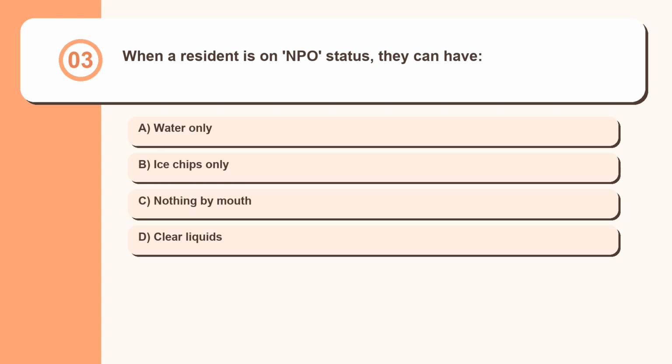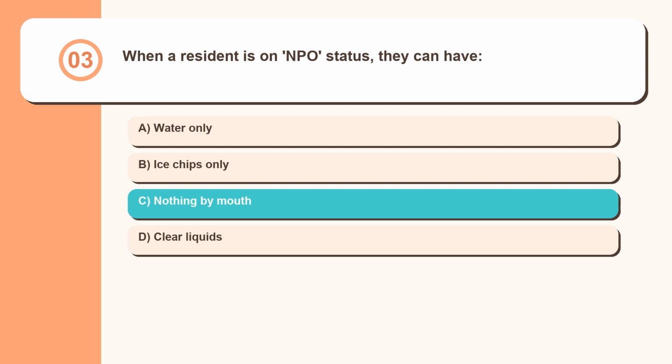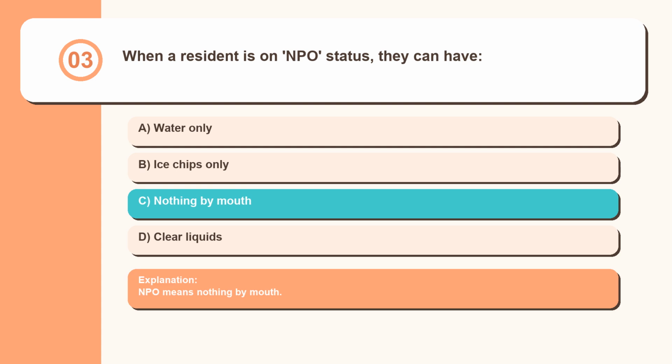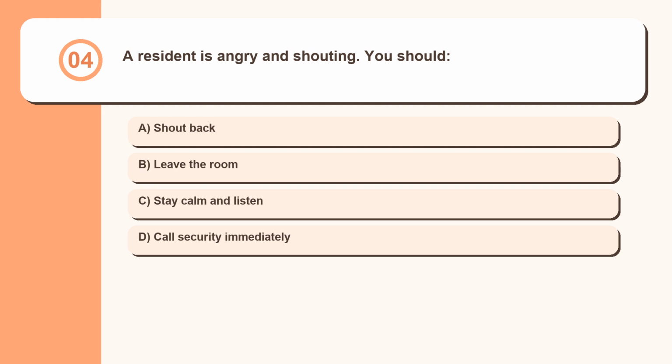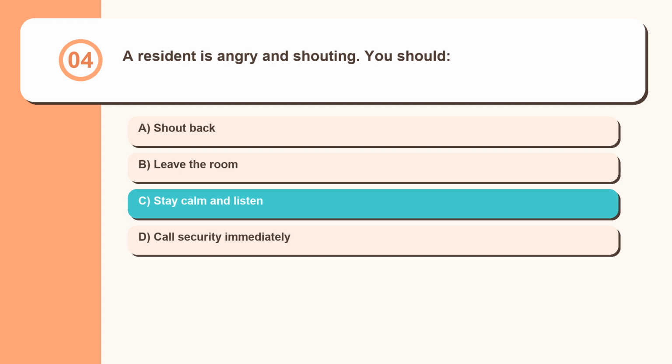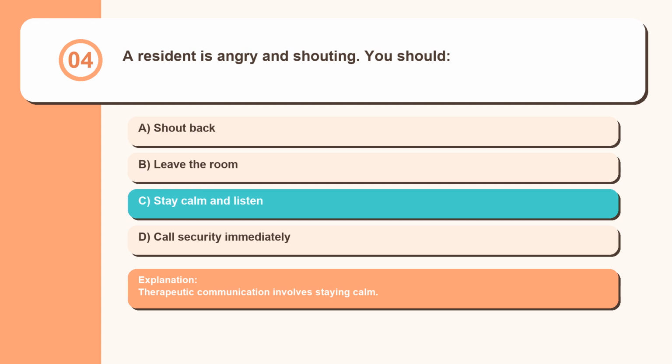Question 3. When a resident is on NPO status, they can have water only, ice chips only, nothing by mouth, clear liquids. NPO means nothing by mouth. Question 4. A resident is angry and shouting. You should shout back. Leave the room. Stay calm and listen. Call security immediately. Therapeutic communication involves staying calm.